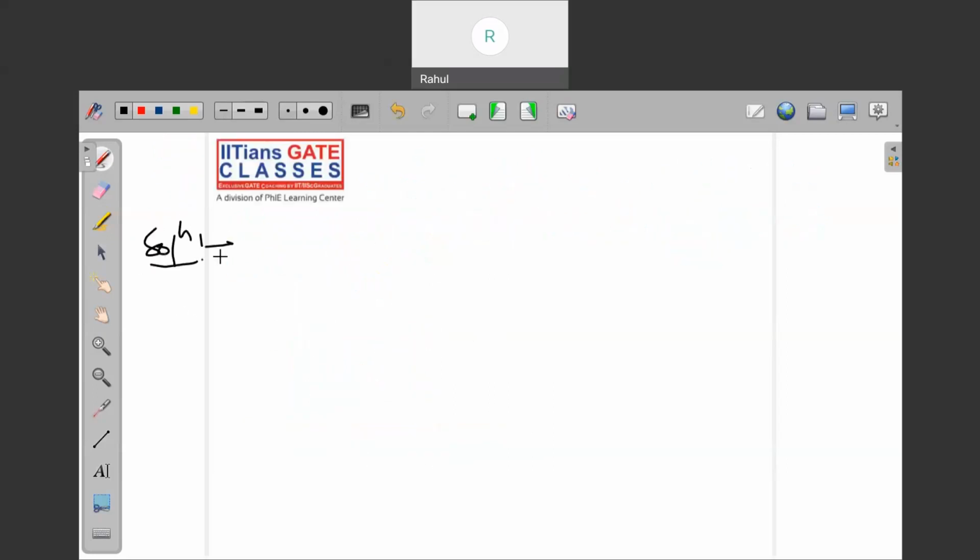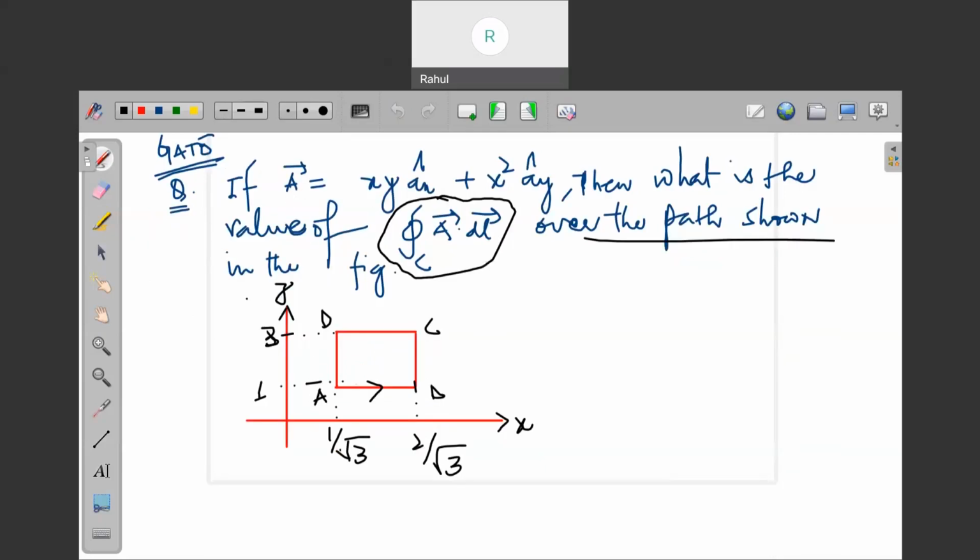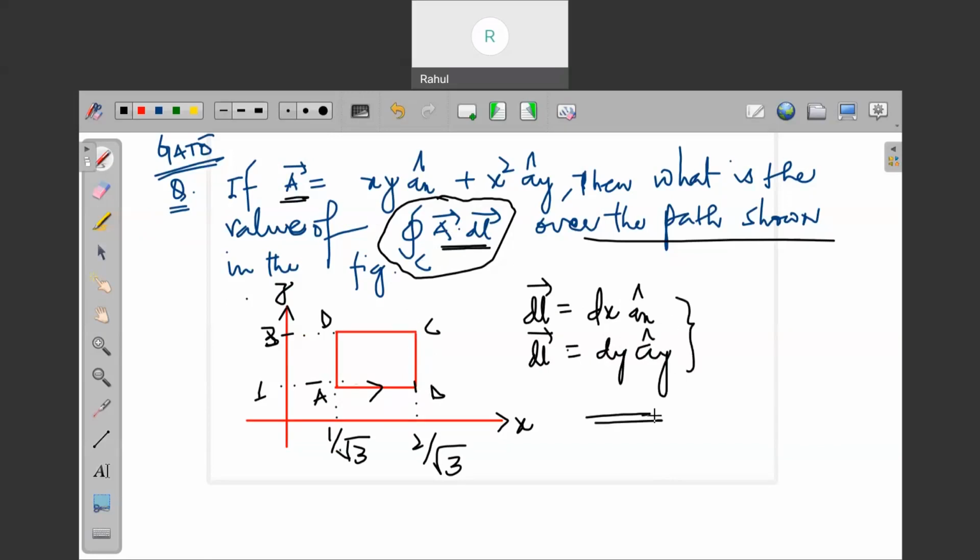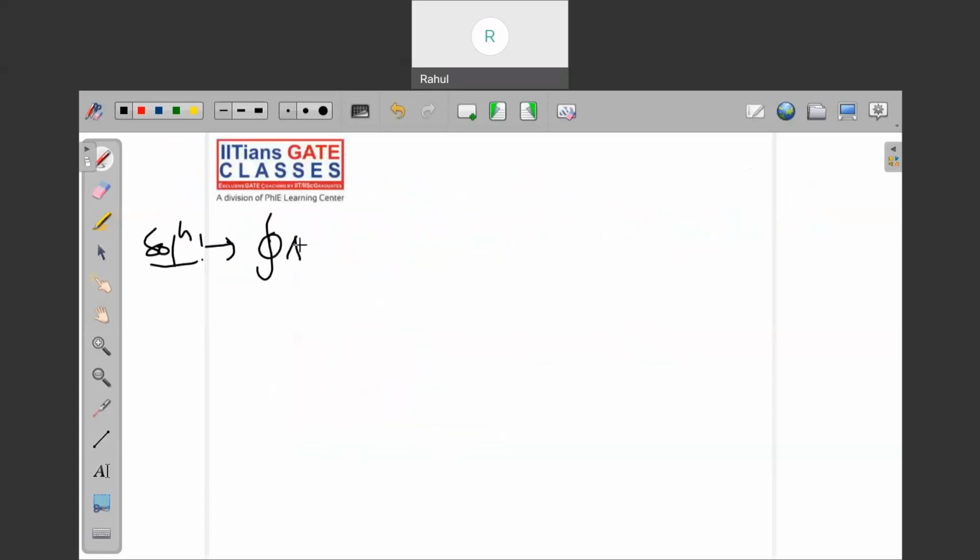Solution. As I said, there is a vector A and we need A dot dl. Whenever you are in the x direction, what shall be dl? dl will be dx ax. And when you are in the y direction, when you go from B to C, your dl will be dy ay. This is the differential length we have already seen. So now what we can do here is calculate A dot dl.